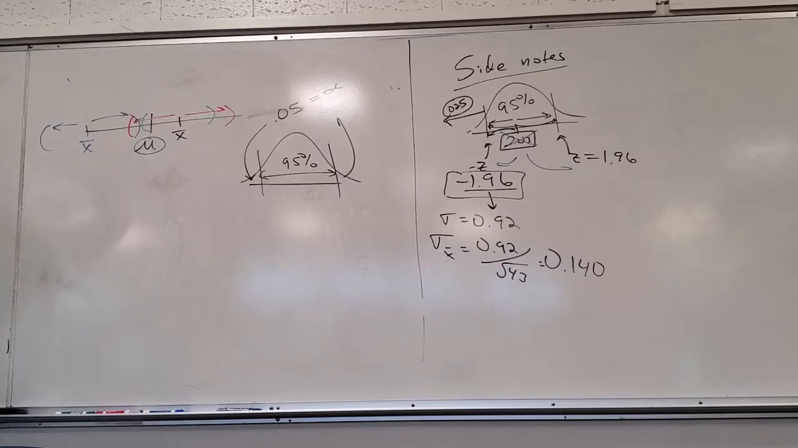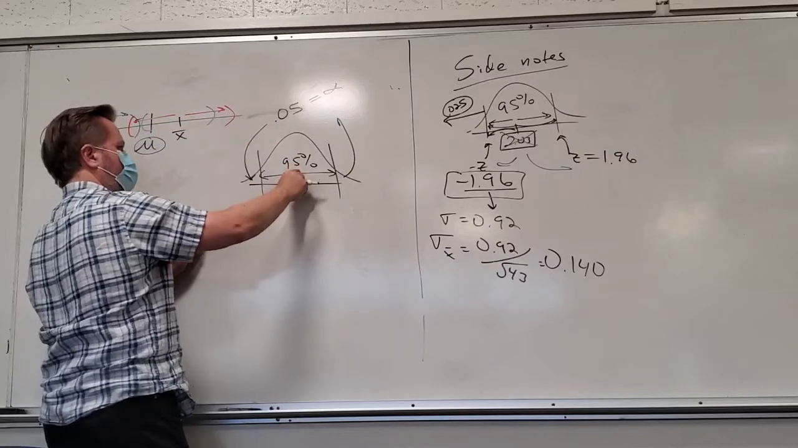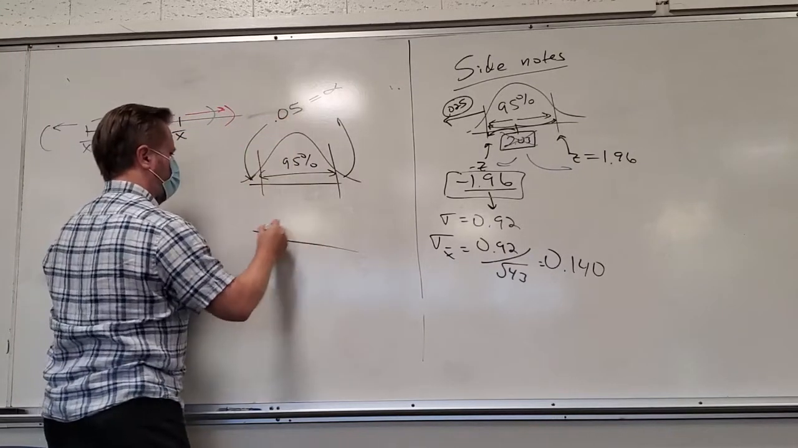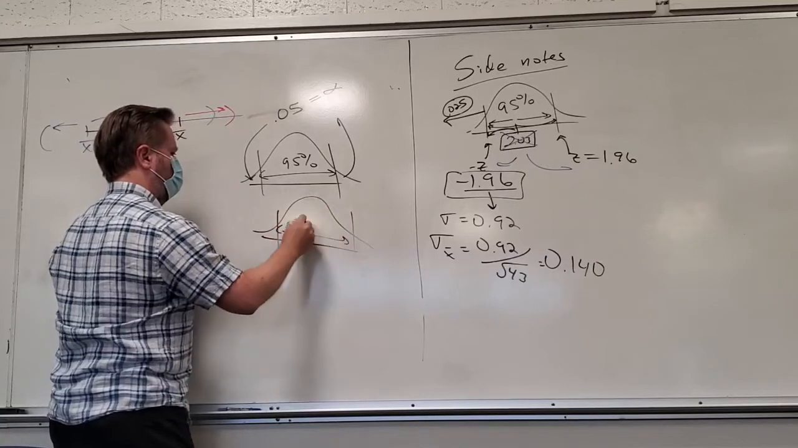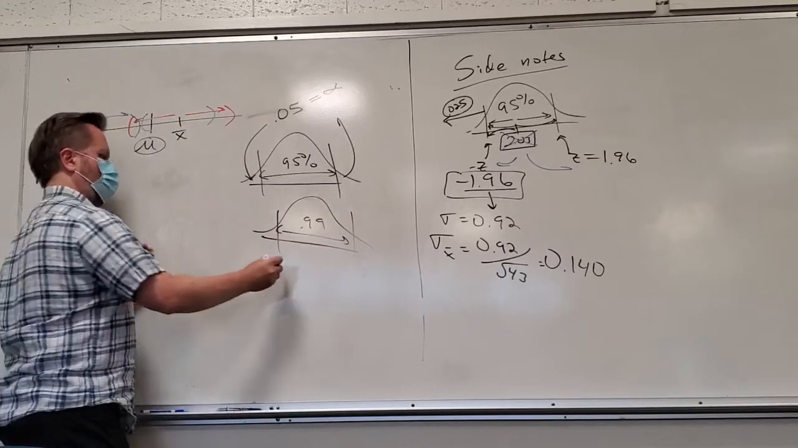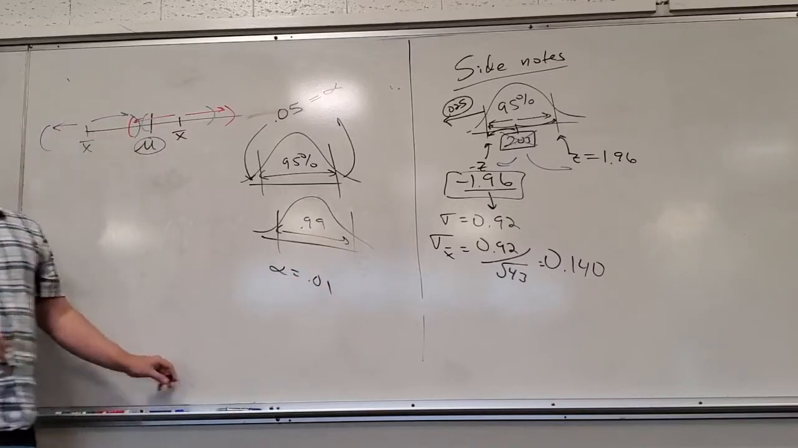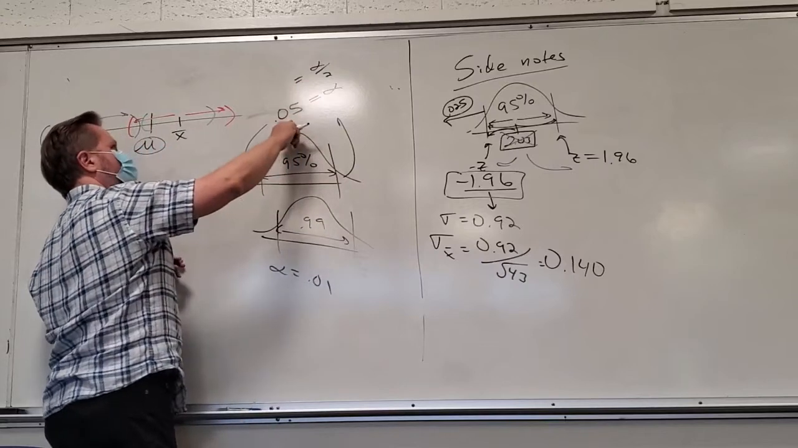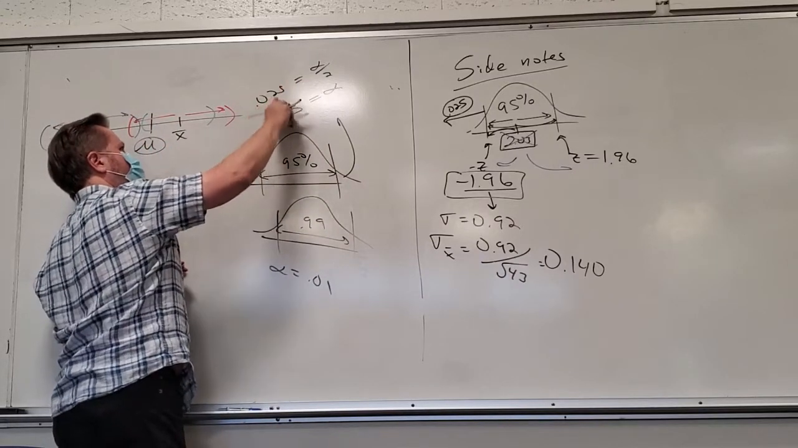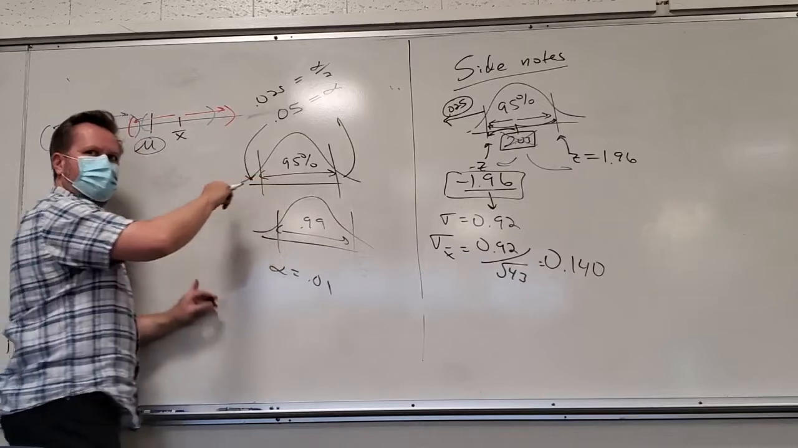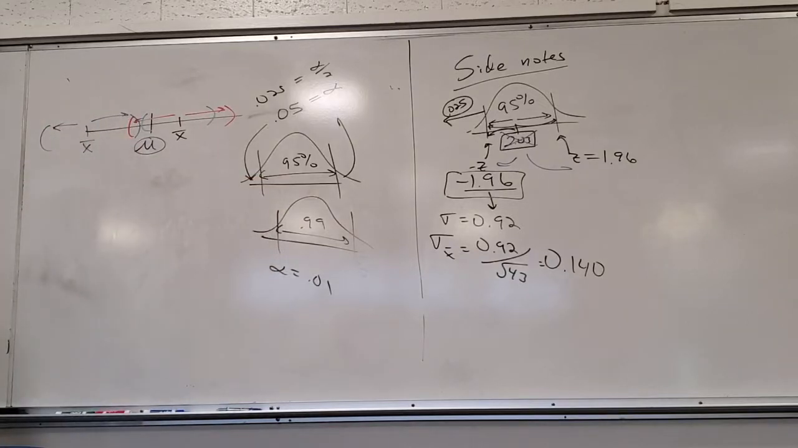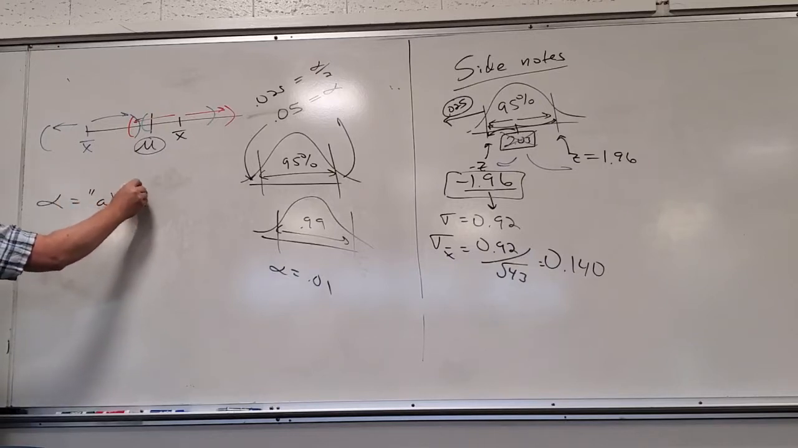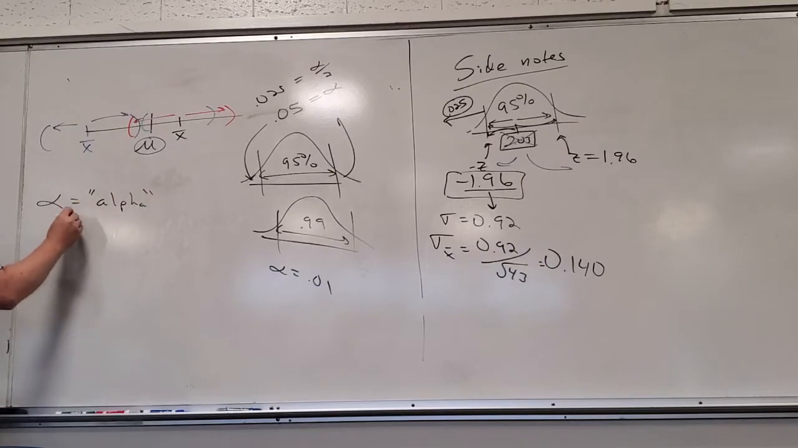Alpha is the area outside. In this case, it would be 0.05. What would it be in this case? 0.01. So what's alpha over 2 in this case up here? 0.025. Isn't that the one we looked up? Because that's the area that's down here. Yes. So alpha, the symbol alpha, is the area in the tails.